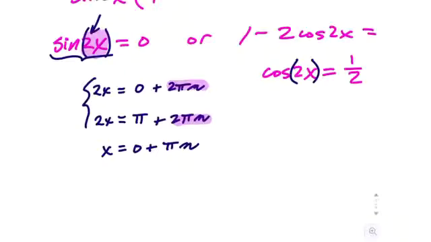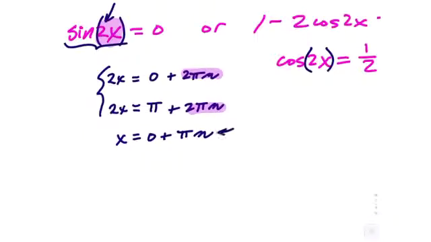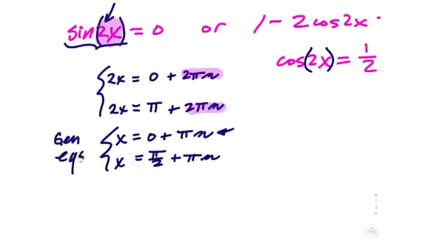Well, guess what the period of sine of 2x is? It's 2 pi over b. It's 2 pi over 2. It's pi. So this generator right here, multiples of pi, that's multiples of the new period. Okay? And for the second one, we do the same thing. We multiply through by a half. And we get x equals half of pi is pi halves plus pi n. These now are your gen EQs, your generating equations.